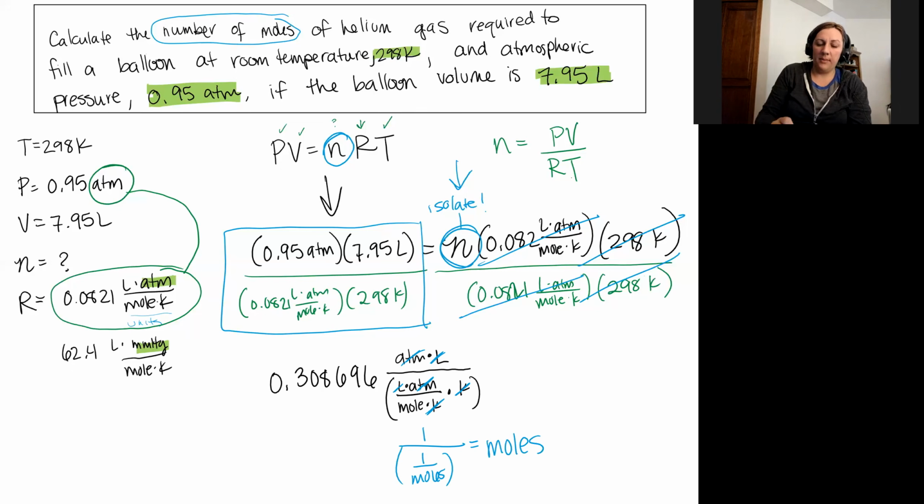And so I'm also going to now round this off. And I'm not given enough information to know if these are measured values or not, but let's just assume they're all measured values. If so, I have 0.95 atmospheres is our smallest number of significant figures if these are all measured. And so I'm going to report this to 2 significant figures as well. So 0.31 moles is my final answer.